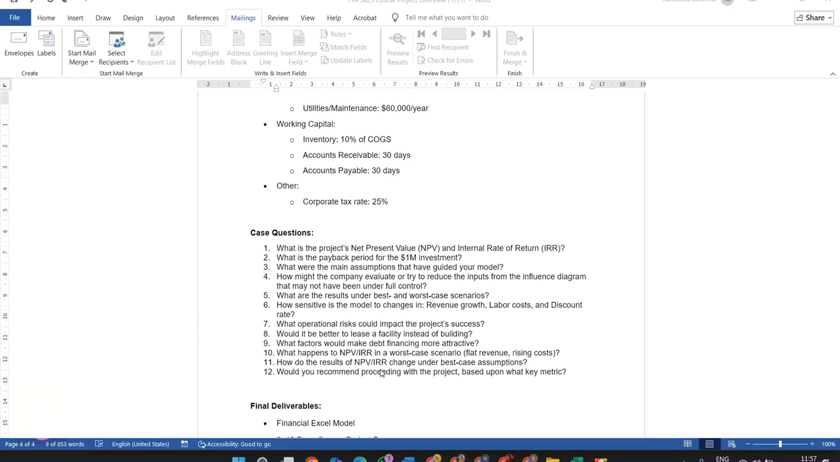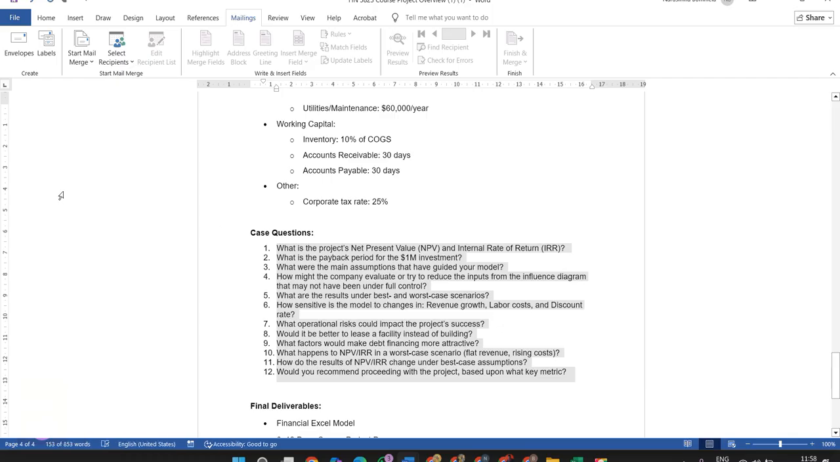And how do the results of NPV and IRR change under best case assumptions? Just write about it. And would you recommend proceeding with the project based upon the key metrics? So whatever project you have identified, will you be continuing with it? Yes, NPV is positive, IRR is positive, payback period is very low. So we can continue with the project. These questions you are supposed to address as a part of the case questions.